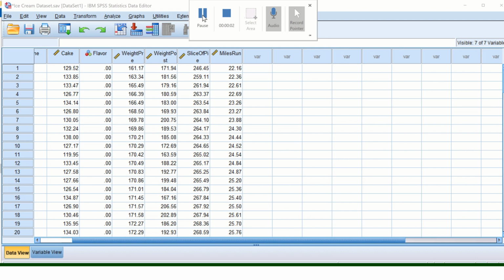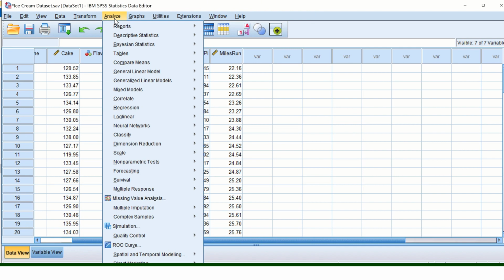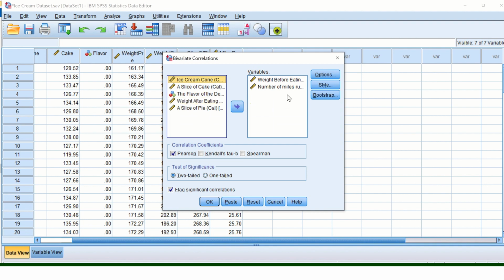Okay, today I want to show you how to run a Pearson's correlation. First, you need to go to Analyze, Correlate, Bivariate, and choose two variables of interest.